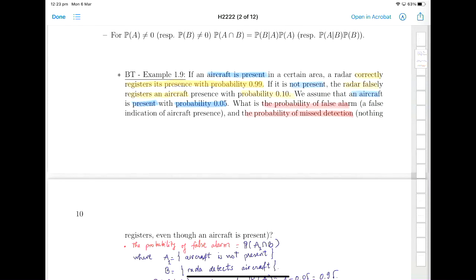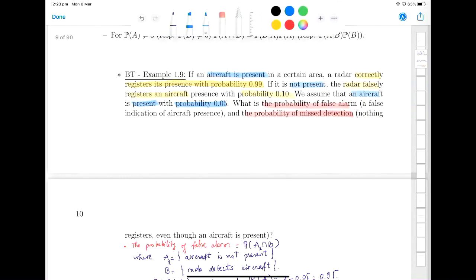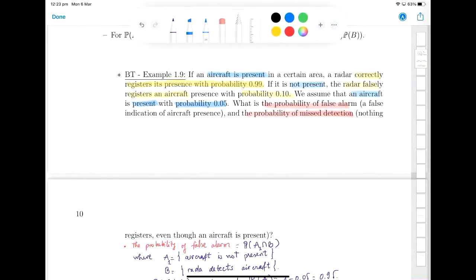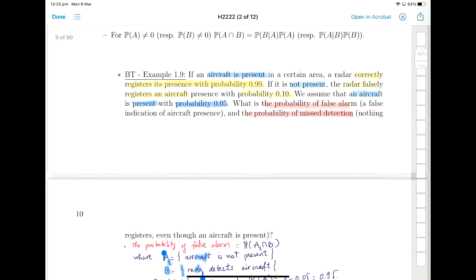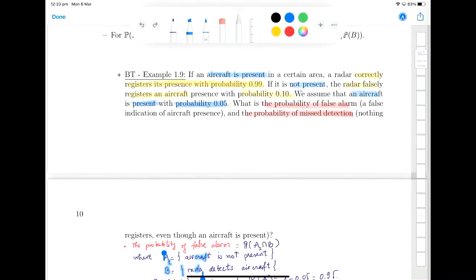So if I put A1 is the event that the aircraft is not present, and B is the event that the radar detects an aircraft. So this is my definition for the event.